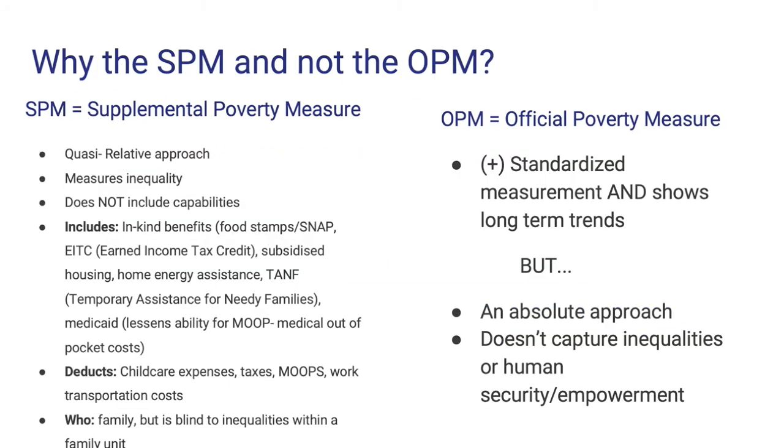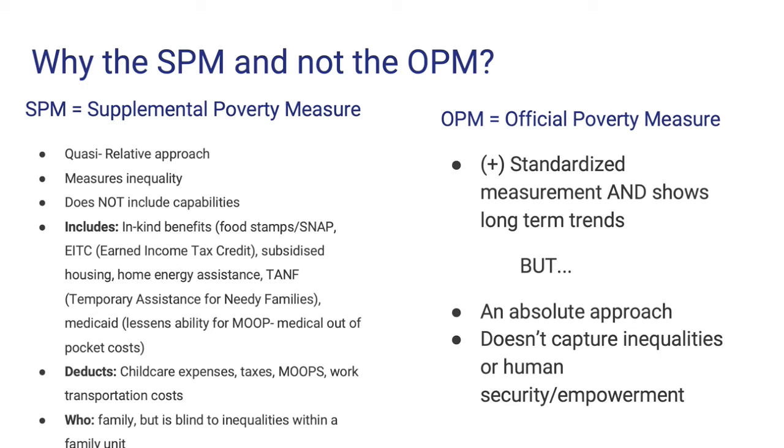So why the SPM and not the OPM? We haven't really covered the OPM yet, but it stands for the Official Poverty Measure, and it's another measurement that people use as well as the SPM. The SPM is, as we said, a quasi-relative approach. It measures inequality, but the biggest thing is that it does not include capabilities.